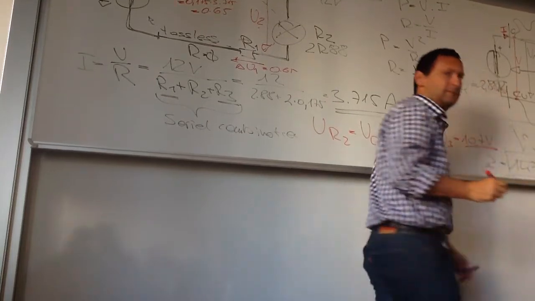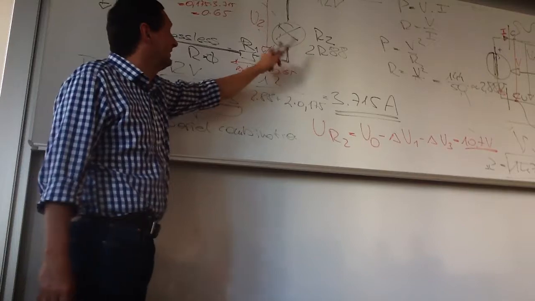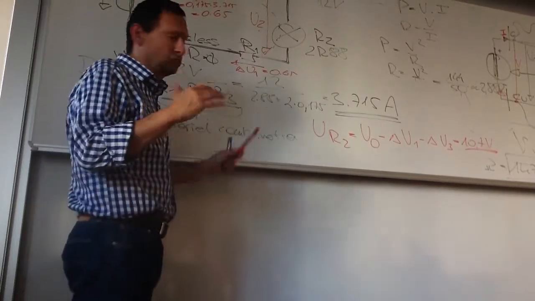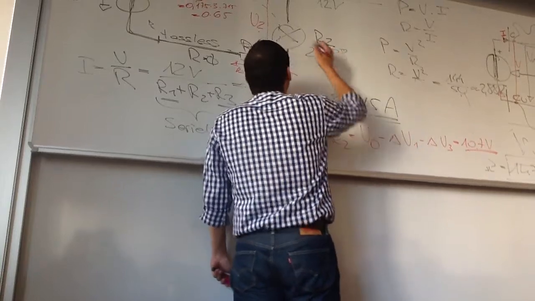But we can calculate it immediately without that. We can use Ohm's law for that at the bulb: the resistance times the current. It should give you the same number. Let's try.